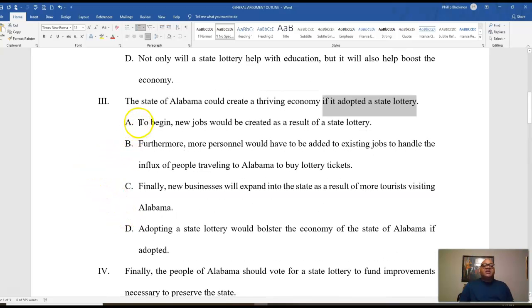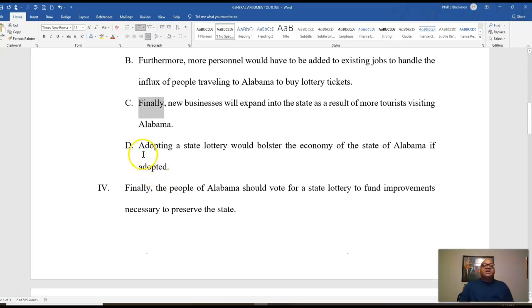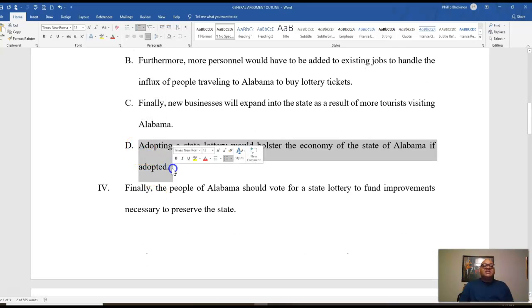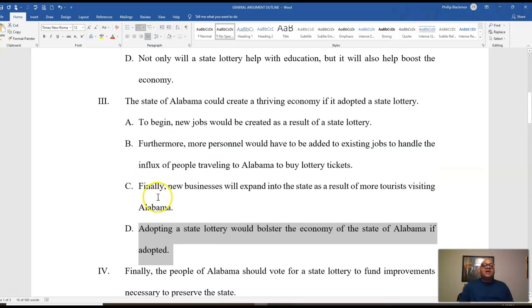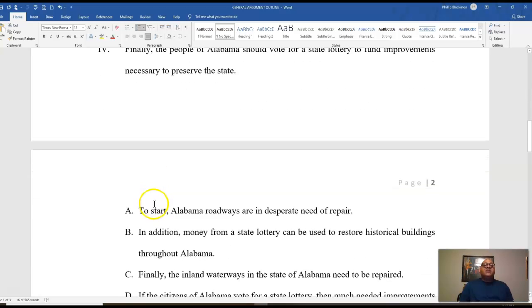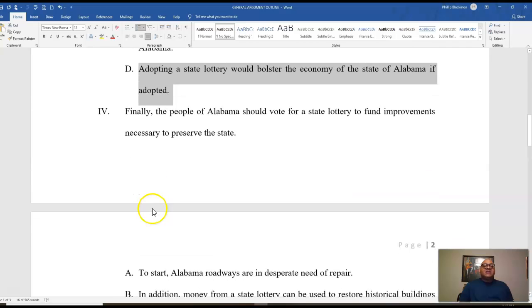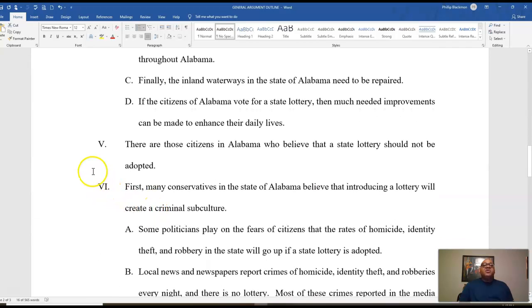Again, make note in each one of these, use transitions to take me from point to point. Make sure that you give me a concluding sentence for D. In this case, adopting the state lottery would boost the economy of the state of Alabama, if adopted, period, right? Look at everything that is on the outline. Roman numeral number 5.